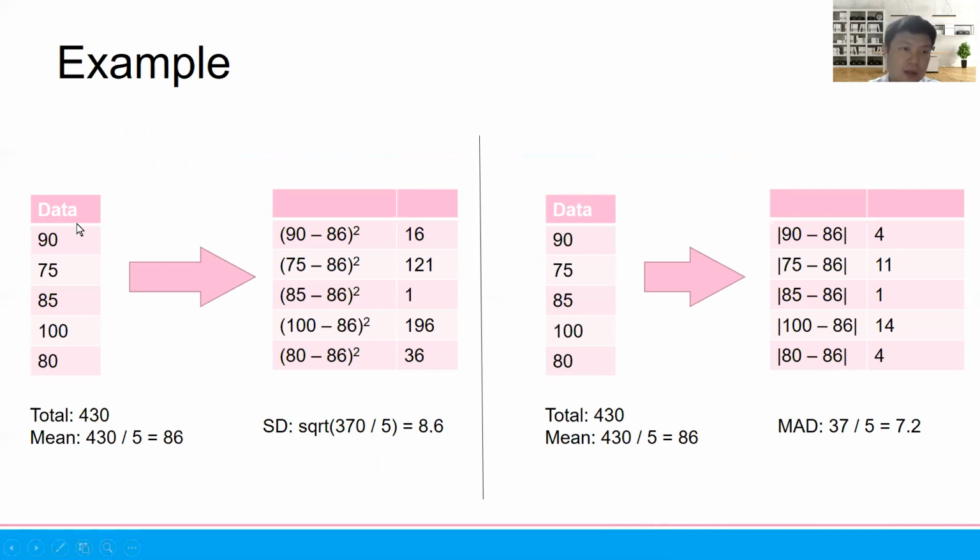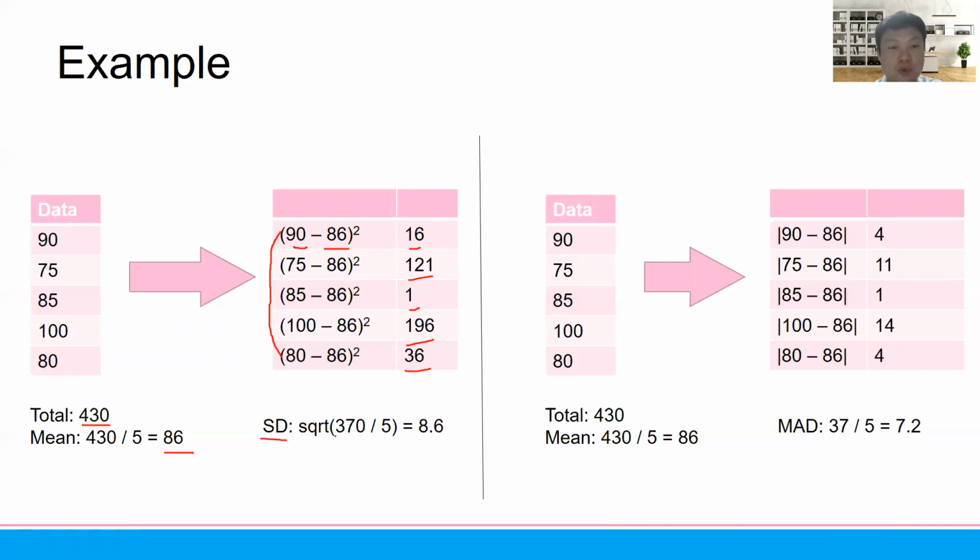If you have the data 90, 75, 85, 180, the total will be 430, and the mean will be 86. And in order to measure the standard deviation, you need to find the gap between the real value and the mean, and then you give the power of 2. The results will be 16, 121, 1, 196, and 36 for all the data. So every data should be minus the mean and then squared.